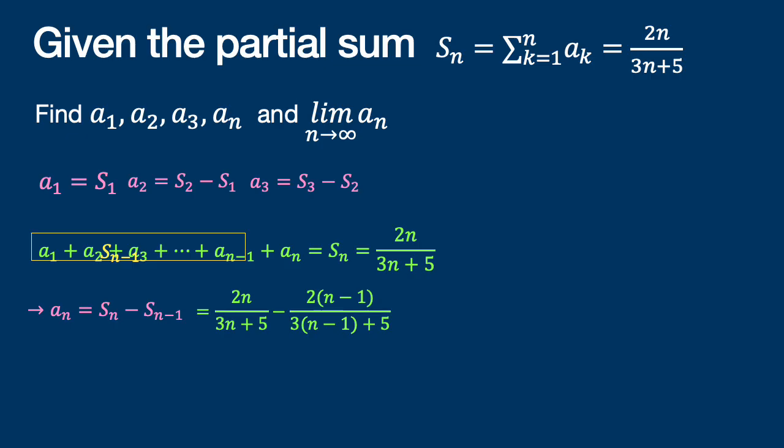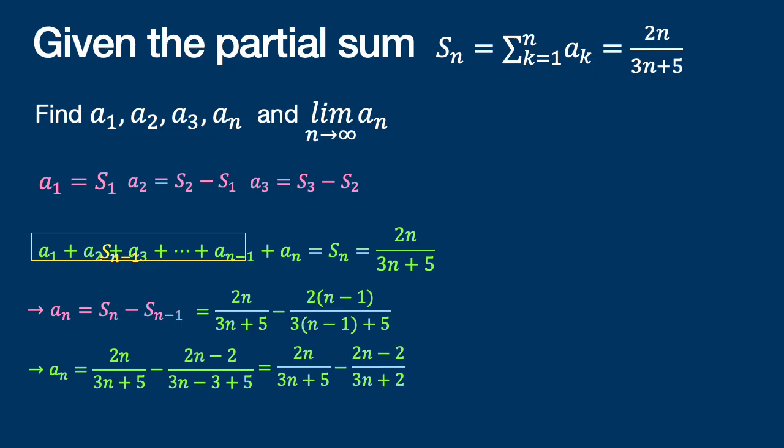Let's simplify this term, guys. So we have An equal 2n over 3n plus 5, minus, distributing the 2, numerator 2n minus 2, denominator 3n minus 3 plus 5. Negative 3 plus 5 is going to be 2. So we find the general term of the sequence: 2n over 3n plus 5 minus (2n minus 2) over (3n plus 2). Now we have the general term.